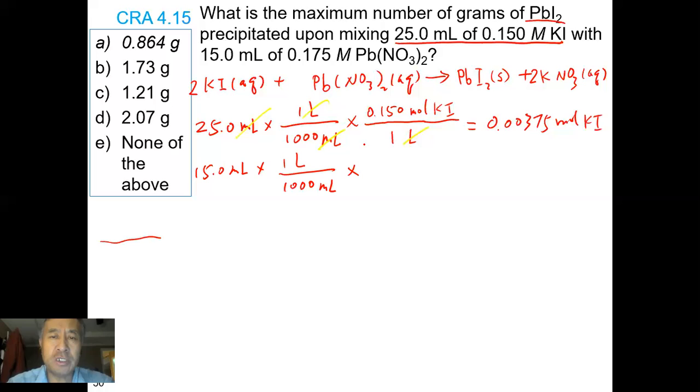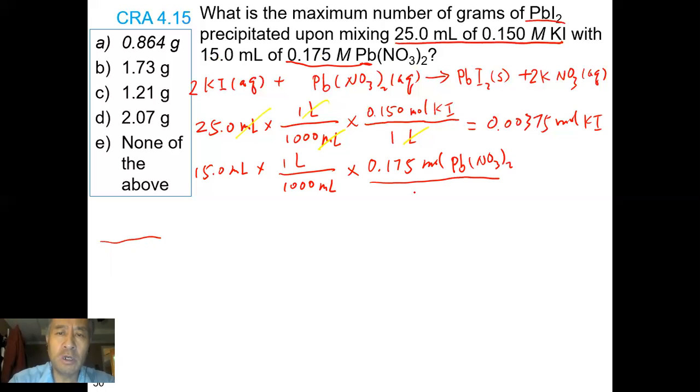Now for this reactant, the lead nitrate, which has this concentration, that concentration can be written as 0.175 moles of Pb(NO3)2 over 1 liter. So that gave us 0.002625 moles of Pb(NO3)2.